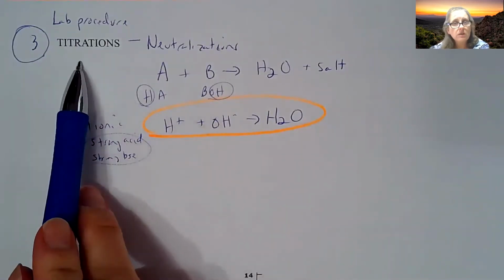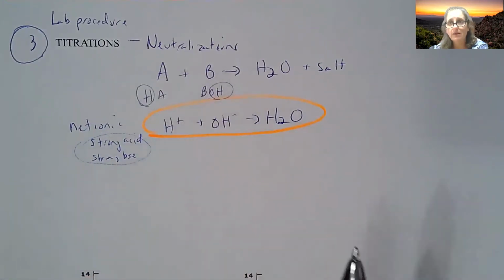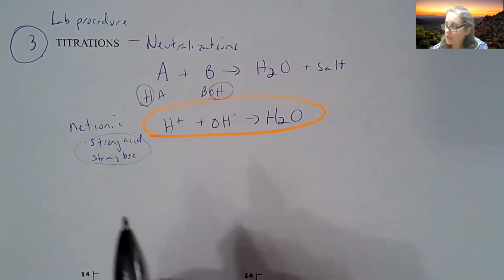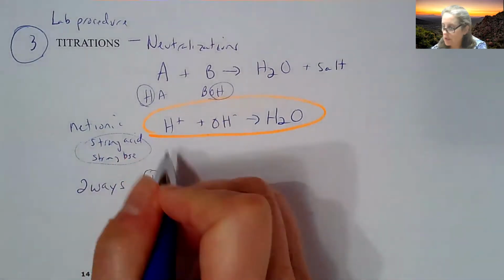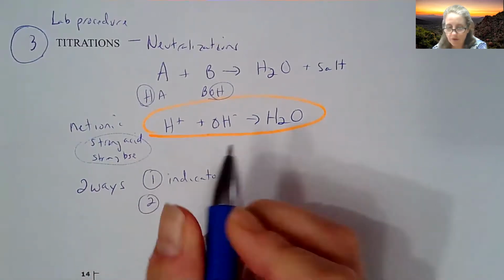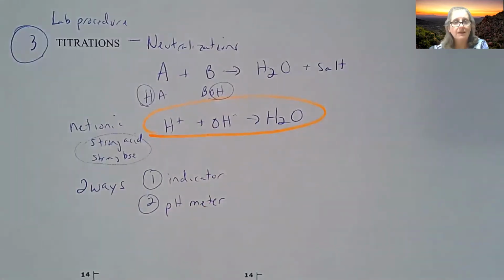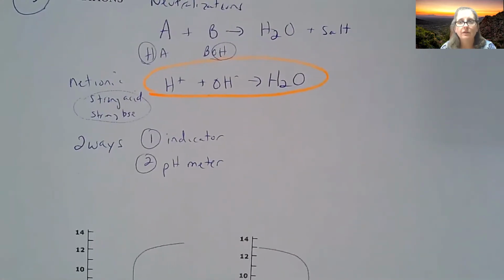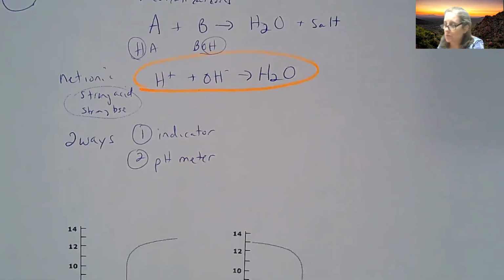So titrations is a way to figure out how much acid you have or how much base you have. Typically, you know one and not the other. So there are two ways to do a titration, okay? One way is to use what we call an indicator. And you might remember that from first year chemistry, where we did titration with an acid, where we used our favorite indicator, phenolphthalein. Or we could use a pH meter. And for one of the labs we do use a pH meter as well.